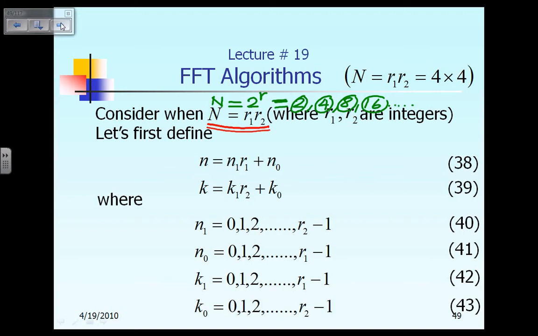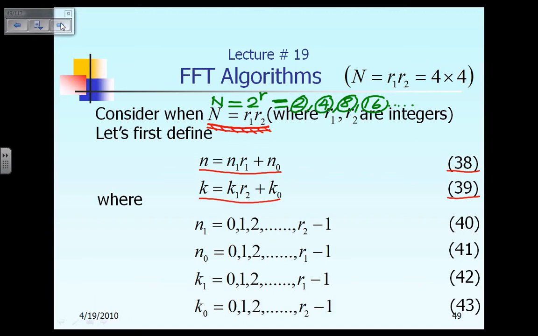Now, the index n can be given according to equation 38. Actually, this equation is based on the assumption that the number of sample data points can be expressed in terms of a product of the two integers R1 and R2. As you can see, in that situation, the value for the index n will be given by equation 38, and the value for the index k will be given according to equation 39. Later on, you will see that we can generalize this idea to a more general situation.